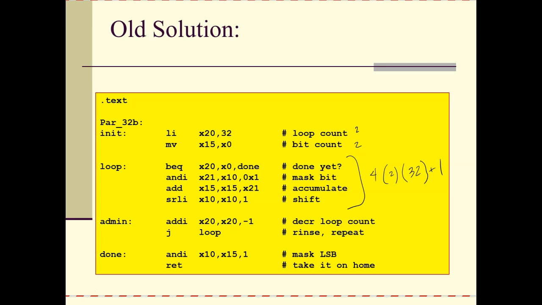So this ain't 4. It's actually 6. 1, 2, 3, 4, 5, 6. Each of them are 2 clock cycles each. I have to do this 32 times, which is once for each bit. This 1 here is the BEQ at the bottom. So this is going to be 2, 2, 2, and 2.